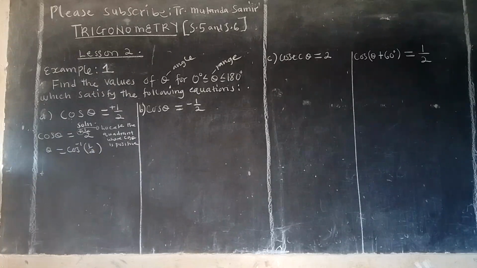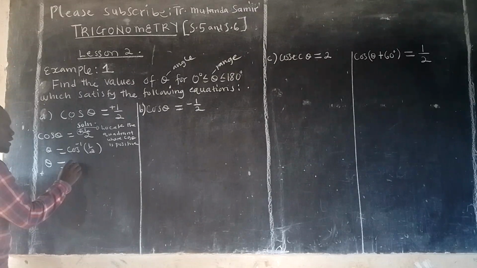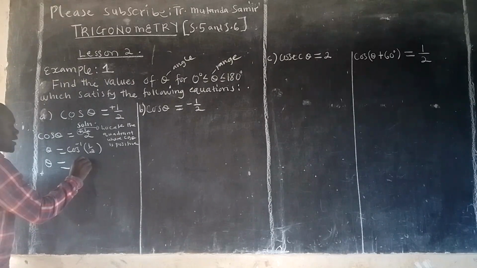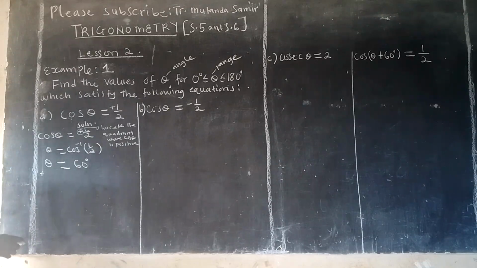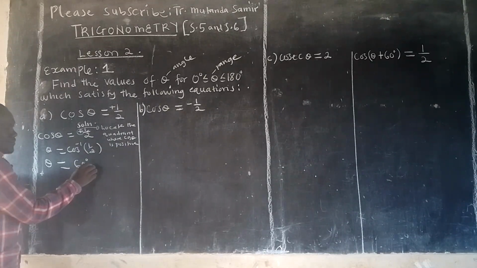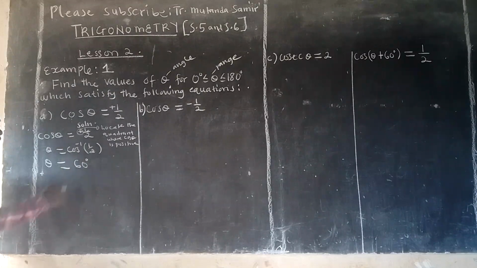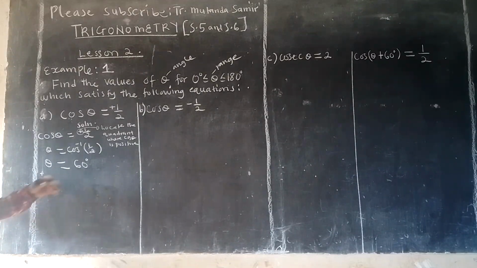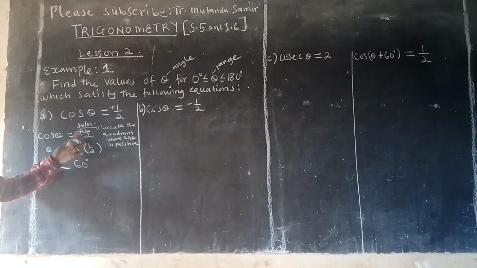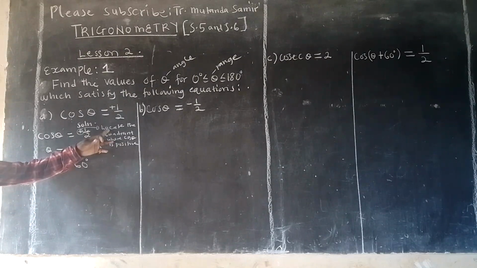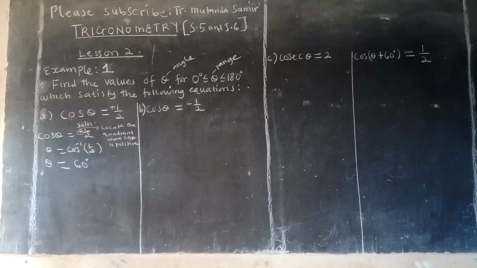Next, what we're going to do is say theta is equal to cos inverse of a half, like that. Of course, to get the angle, you need to get the inverse. So theta is equal to, when you press cos inverse of a half on your calculator, you will get 60 degrees. The angle you get after pressing the inverse, we call it a primary angle. After the primary angle, we always advise you to follow this positive here to locate the quadrants where cos theta is positive.